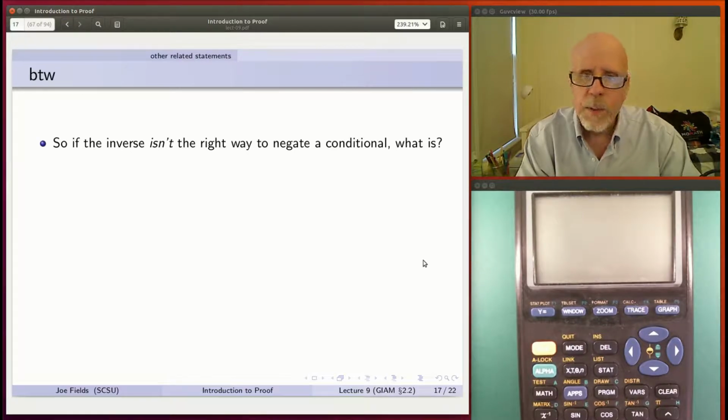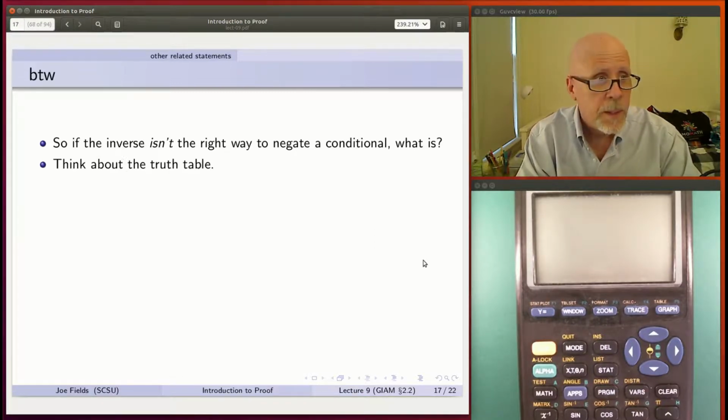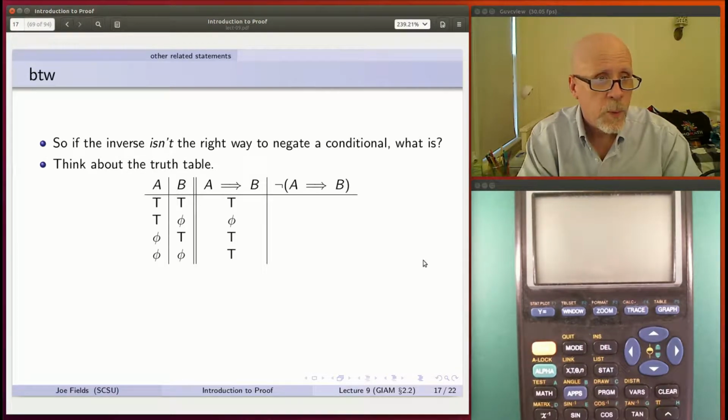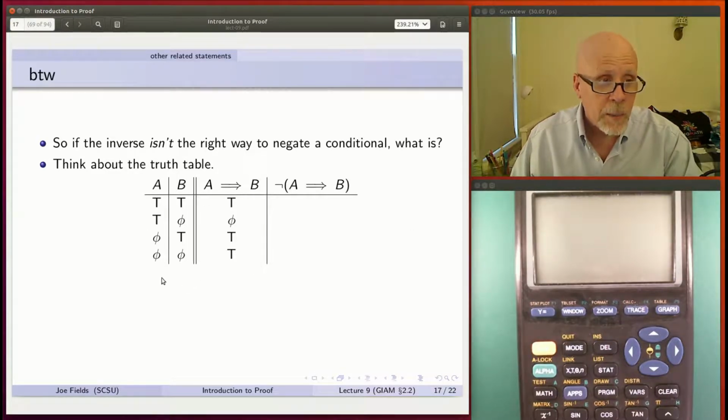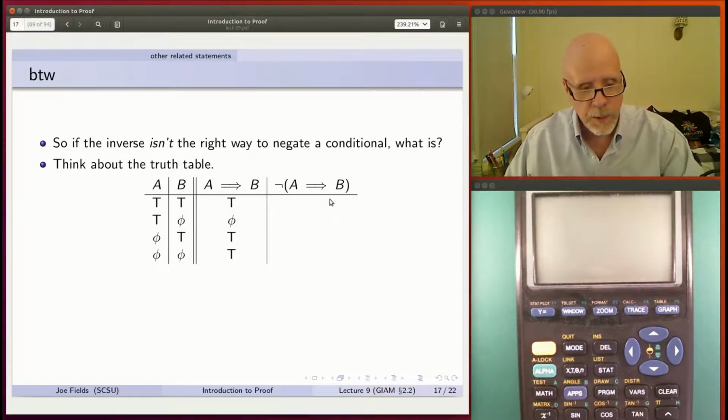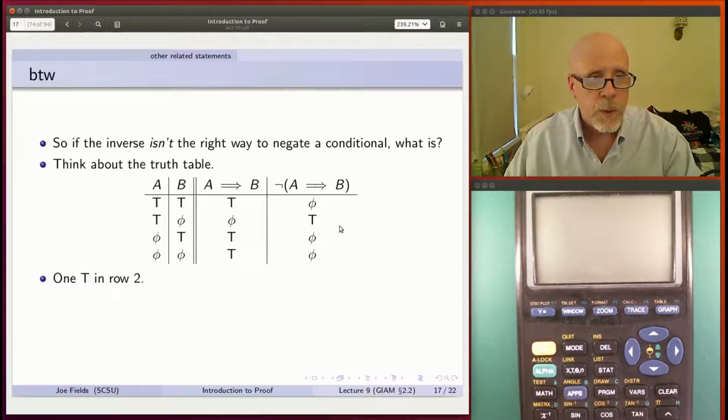While we're at this moment in time, I think just a little by-the-way thing: the inverse is not the right way to negate a conditional. So what is? Well, think about the truth table. Here's the truth table for filling out the columns for A and B, and also A implies B, as we've seen a few times now. So what is the negation of A implies B? That's not hard. You're just going to take each T and make it an F, and each F make it a T. So it goes false, true, false, false. Perfect. There's one T, and it's in row 2.